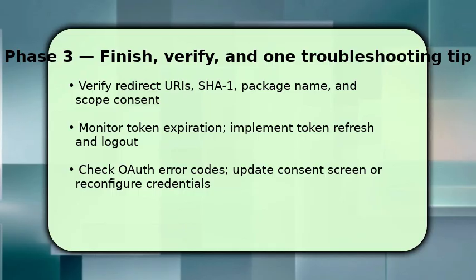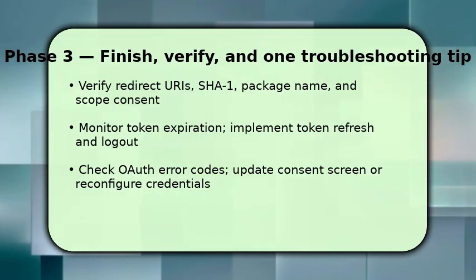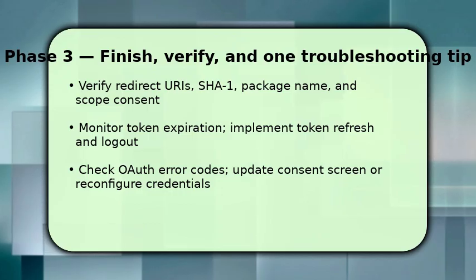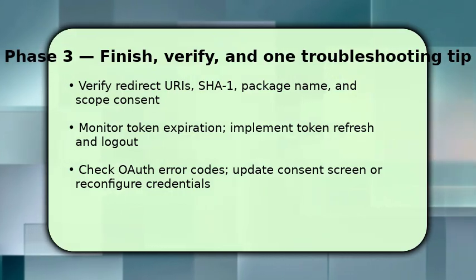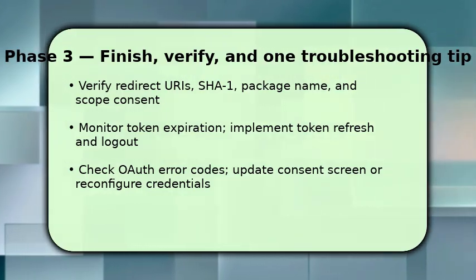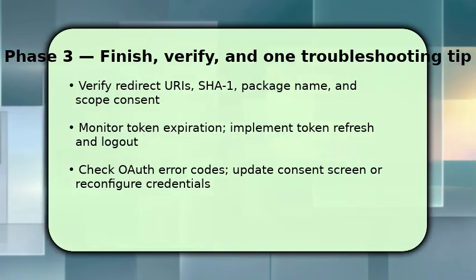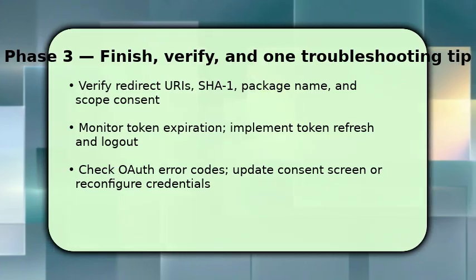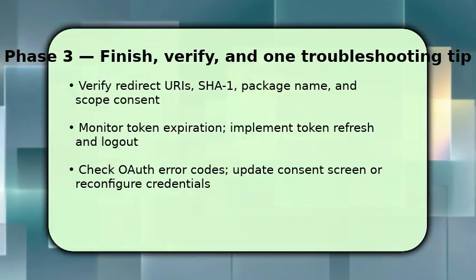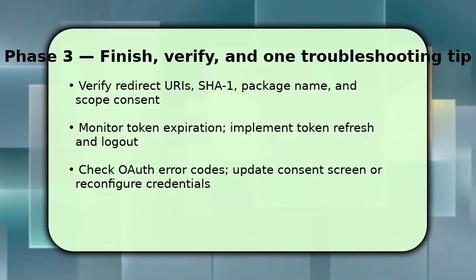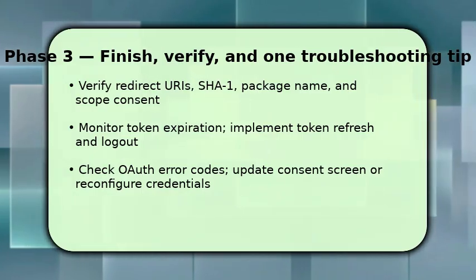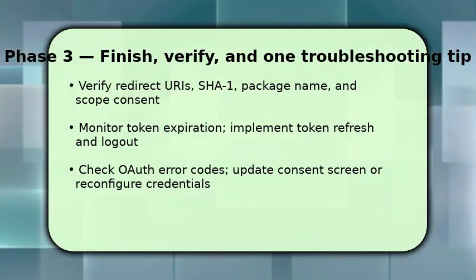If everything works, implement logout and token revocation flows so users can disconnect. Make sure to monitor token expiration and refresh logic to avoid silent failures. If something goes wrong, check redirect URIs, SHA-1, and OAuth consent settings. These are common causes of errors. One key troubleshooting tip: when you see invalid grant or redirect mismatch, recheck register.